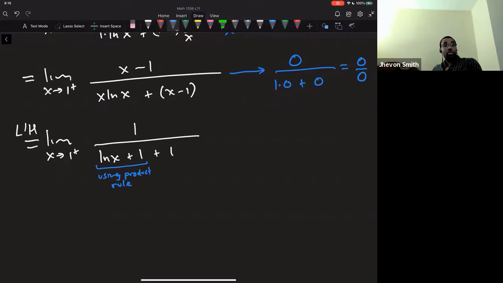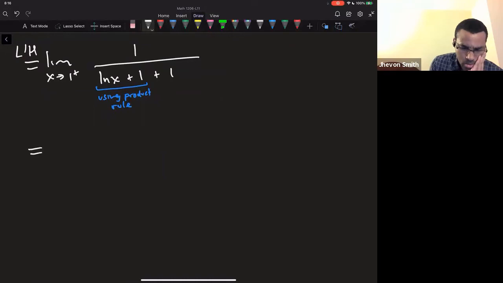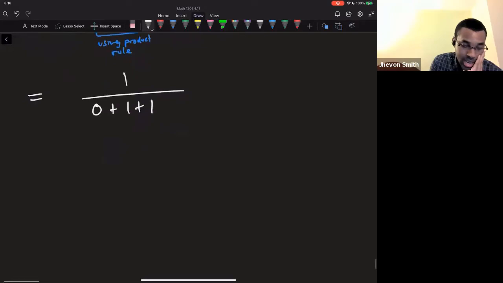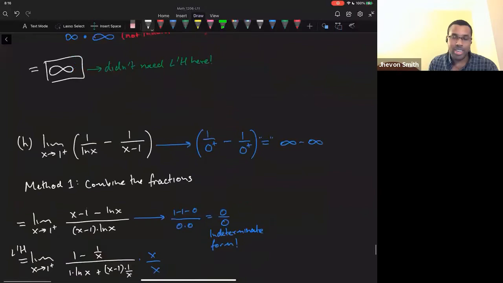And at this point, L'Hopital's won't apply because the numerator is not 0 and it's not infinity. The numerator is 1. So at this point, I would actually just take the limit. That's going to be 1 over 0 plus 1 plus 1. The answer is actually a half here. Who would have thought? Infinity minus infinity is a half.